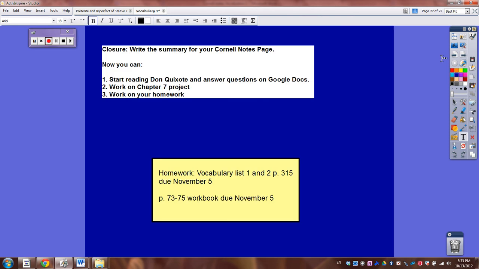Finally, closure. Write the summary on your Cornell Notes page, and you can do one of the following. You can start reading Don Quixote and answer the questions on Google Docs, or you can work on your Chapter 7 project, or you can work on your homework. And your homework is Vocab List 1 and 2 on page 315, and it's due November 5th, and page 73 through 75 in your workbook due November 5th. If you have any questions, please ask me.